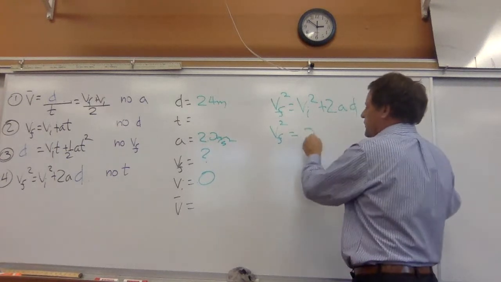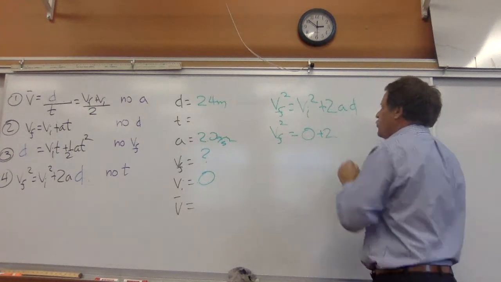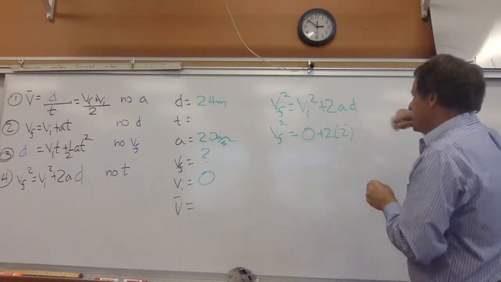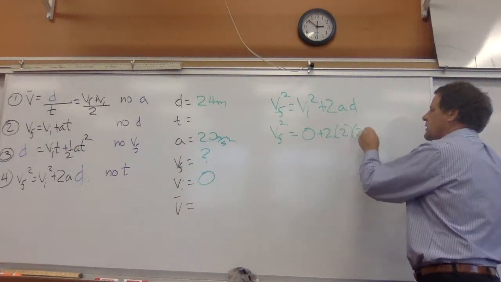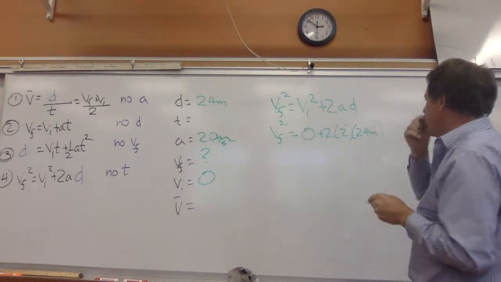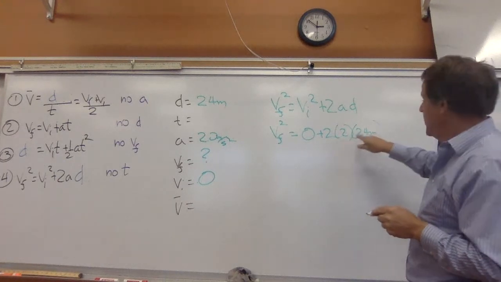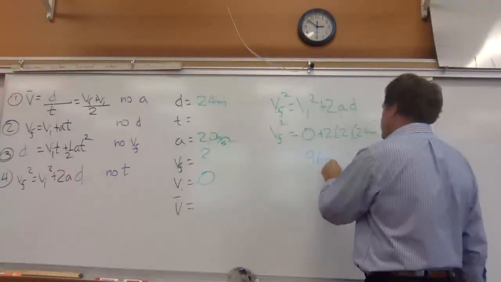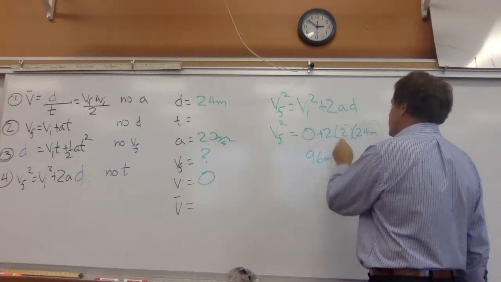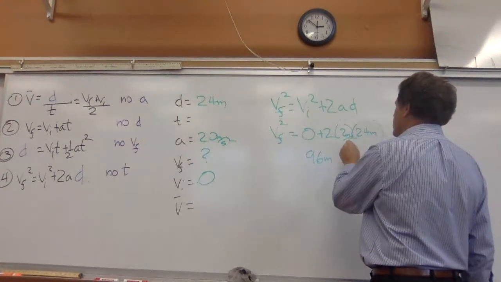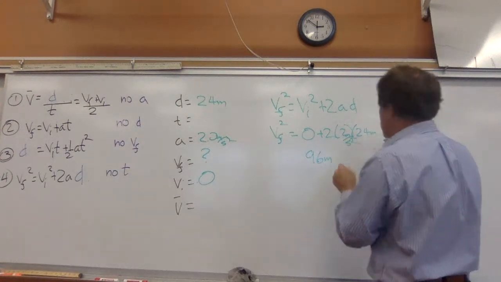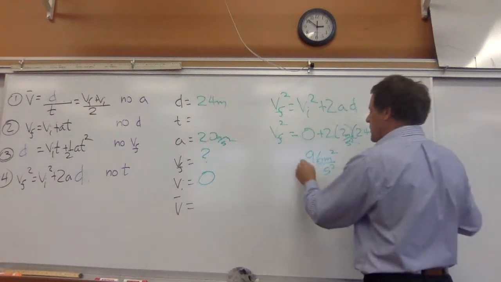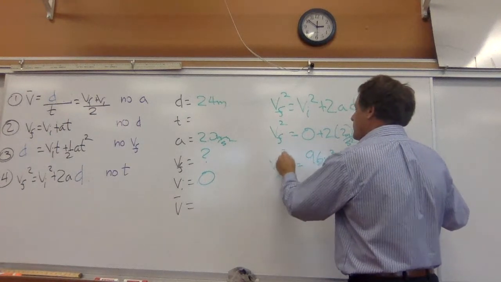Now our initial velocity is 0, so that's going to go away, plus 2 times our acceleration, which is 2, times our distance, which is 24 meters, okay? So now we're going to have 2 times 2 is 4, times 24 is 96. This is going to be meters per second squared. Meters times meters is meters squared over seconds squared. So we got 96 meters squared per second squared is equal to v final squared.